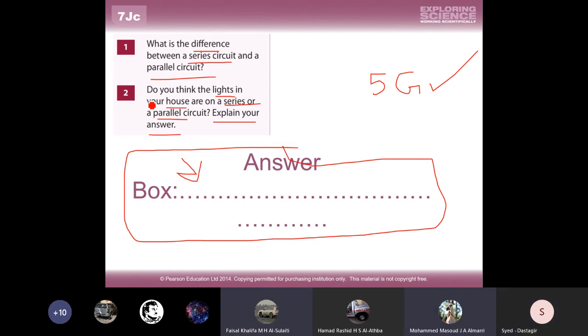The place where we sit, Majlis. Living room. Okay, yeah, living room.